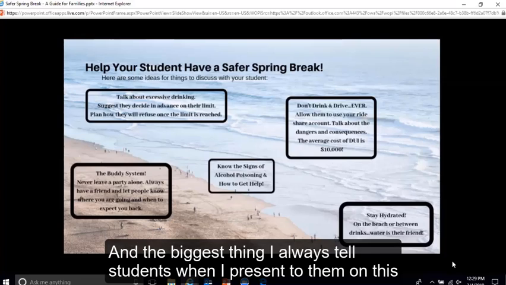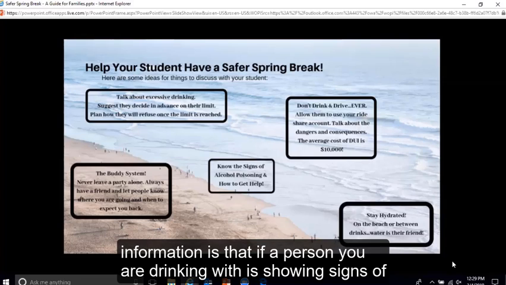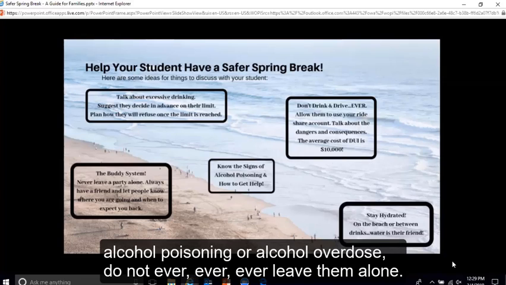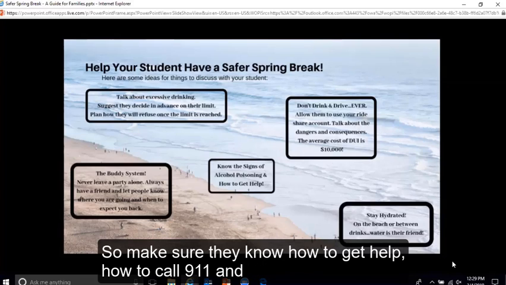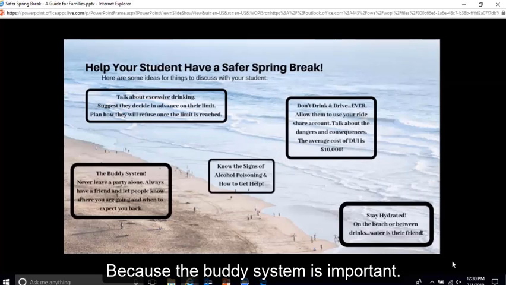The biggest thing I always tell students when I present to them on this information is that if a person you are drinking with is showing signs of alcohol poisoning or alcohol overdose, do not ever, ever, ever leave them alone. The worst thing we can do is to abandon a person who's experiencing these symptoms. So make sure they know how to get help, how to call 911, and to stay with their person, because the buddy system is important.